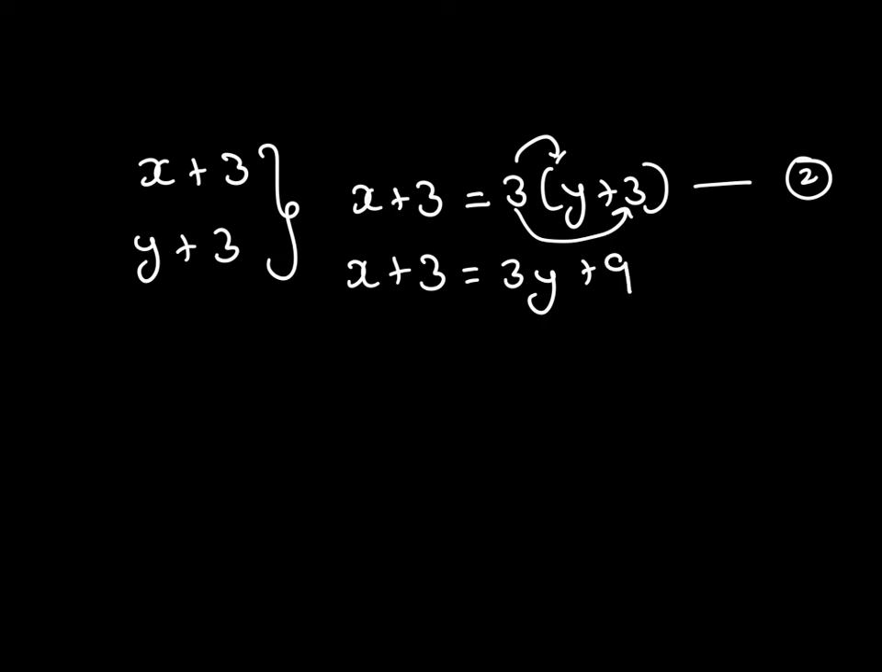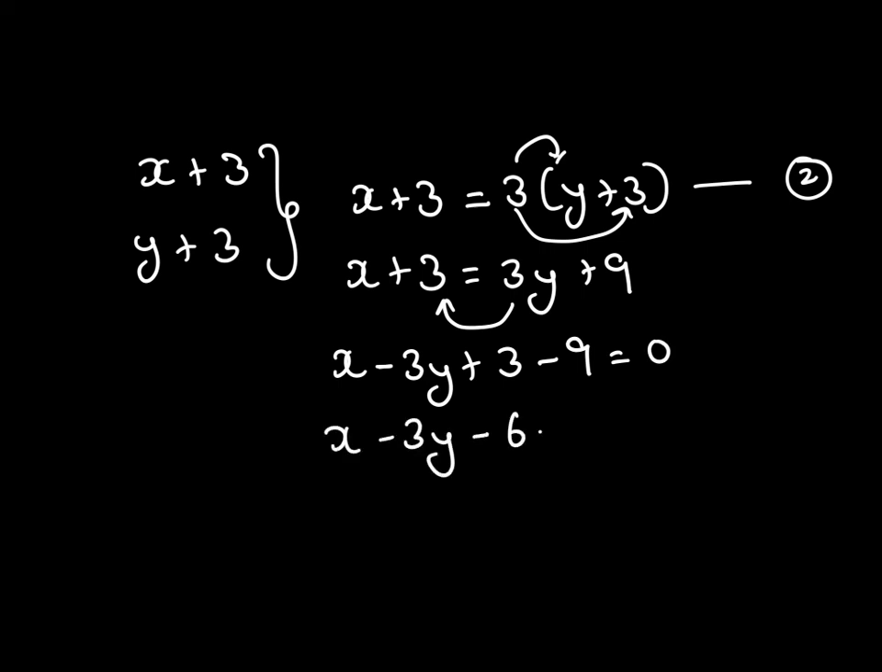Let's move all the variables and the constants on one side of the equation. So x, 3y when it comes here, minus 3y plus 3 minus 9 equal to 0. X minus 3y minus 6 equal to 0. This will be the second part of the equation. Of course, it's going to be the same one. It's only simplified in a different way. So we have two linear equations now, which form a pair of linear equations.